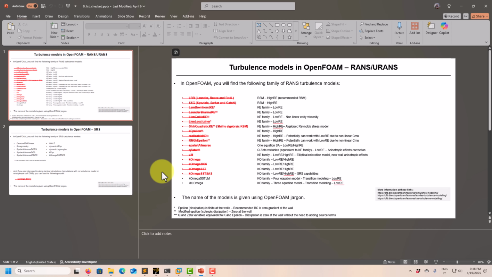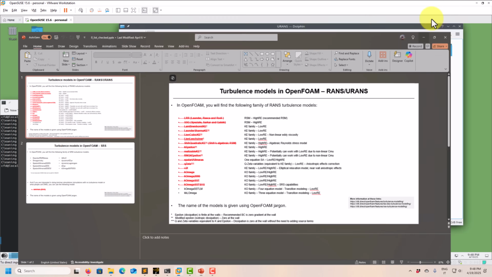This is OpenFOAM. I want to stress that the same theory applies with any software. What is going to change is where you click and how you post-process, but pretty much the theory will be the same. And if the implementation is correct, you should get similar values.